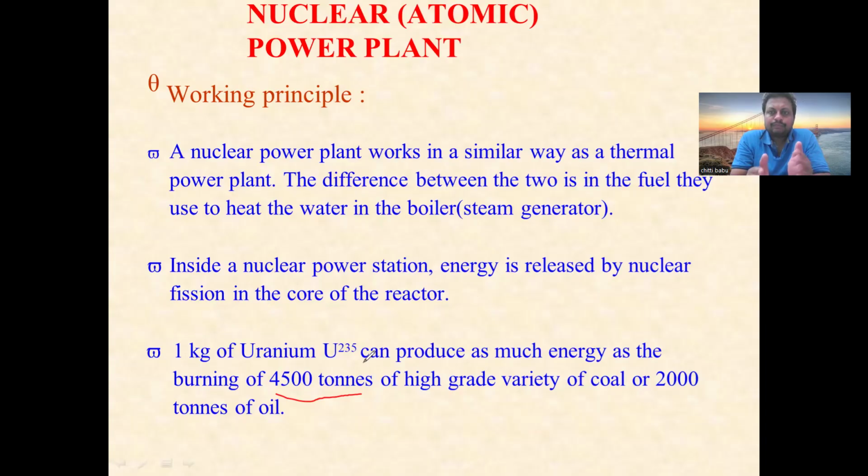In the thermal power plant, we use coal as the fuel for burning, and we generate heat from the burning of the coal. Whereas in the nuclear power plant, with uranium, the energy is released by nuclear fission in the core of the reactor. When the nuclear reaction takes place in the nuclear reactor, a large amount of heat is developed. We use that heat to heat the water, and the water is converted into steam.